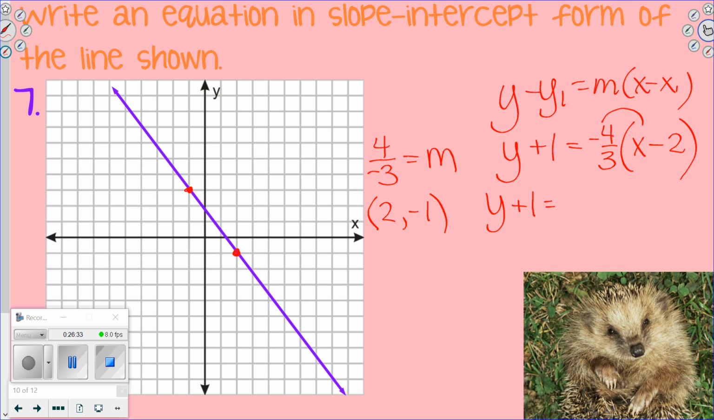So we distribute negative 4/3 x. Negative 4/3 times negative 2, good. That would be a positive 8/3, or what is 8/3? That's 2 2/3.